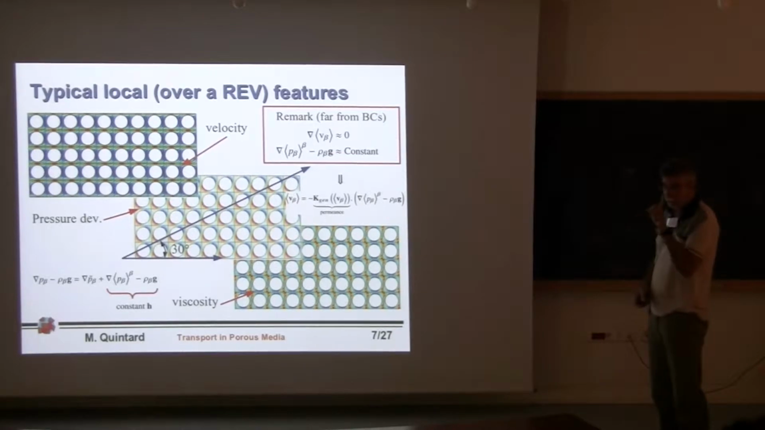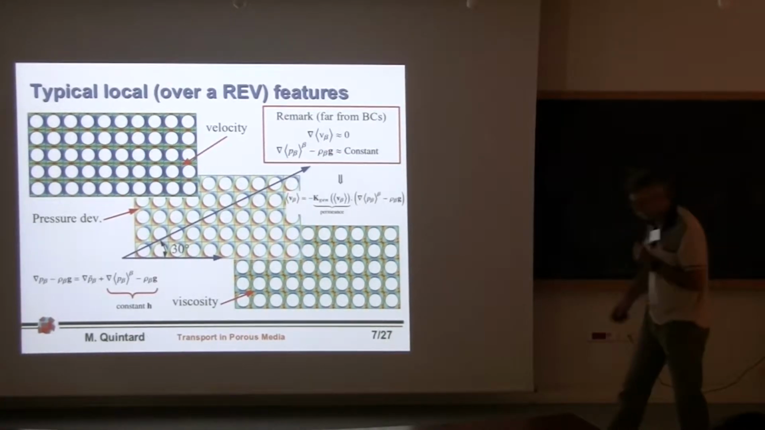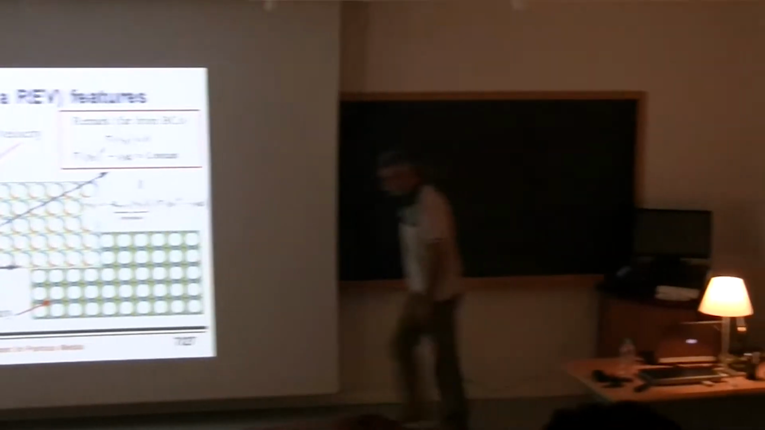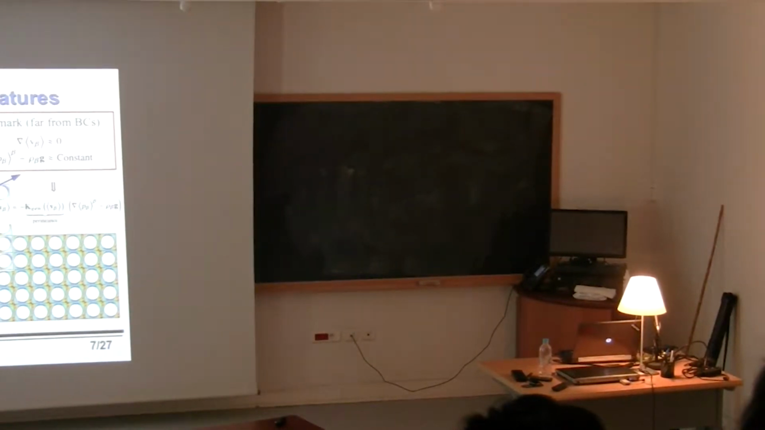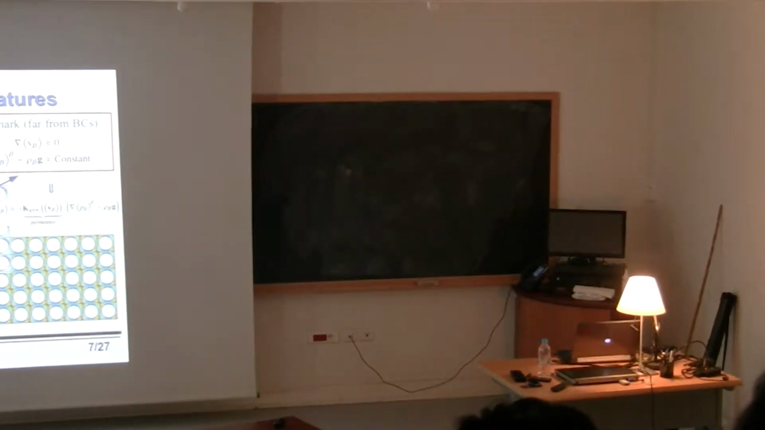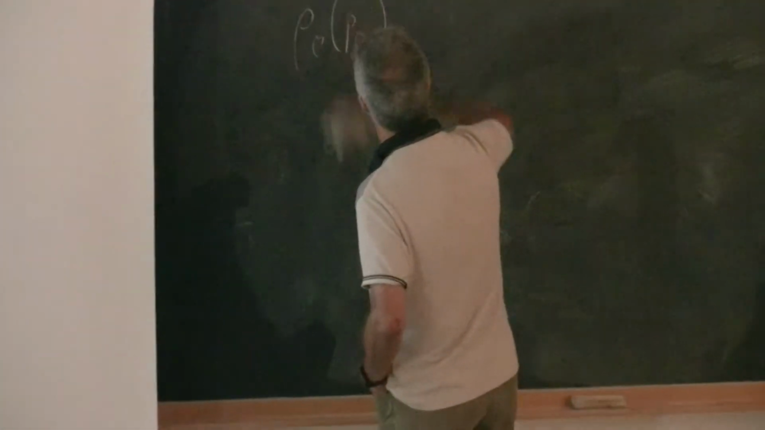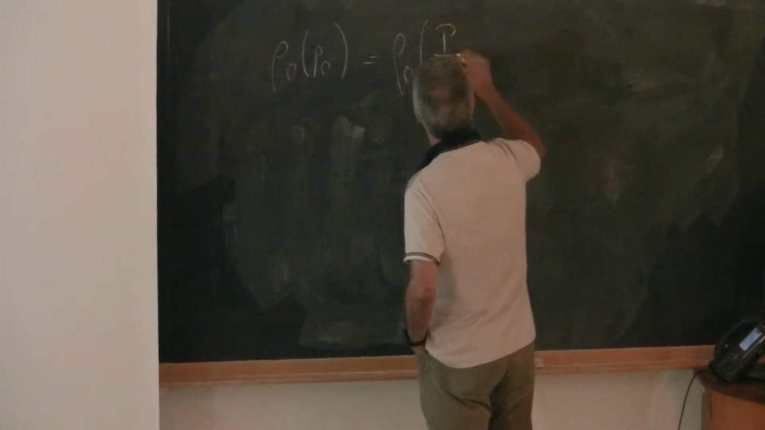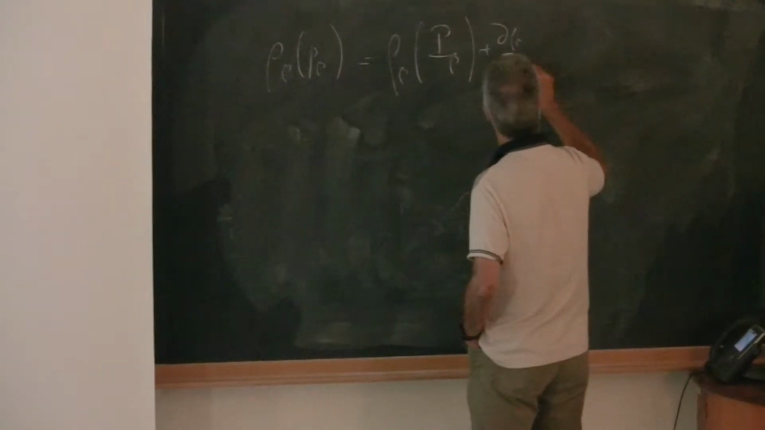Let me say two things about nonlinear properties. I have two possibilities. Let us take, for instance, rho beta of the small scale pressure. Then I can write that as rho beta of the average pressure plus d rho beta over dp.